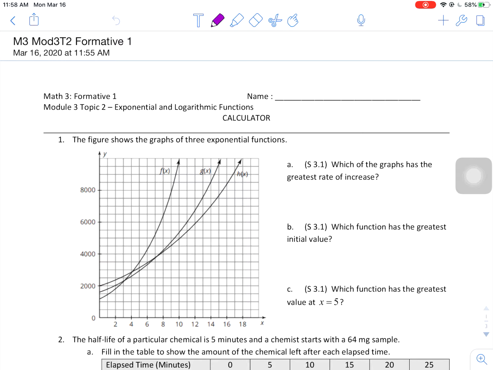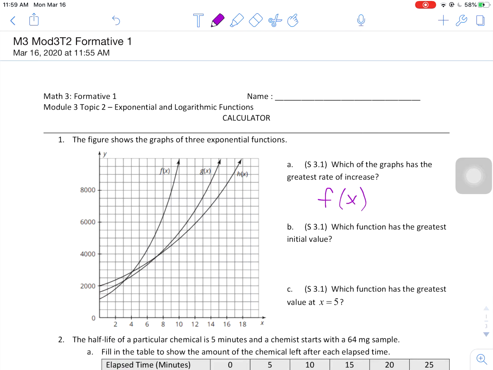For 1a, we want to know which of the graphs has the greatest rate of increase. So f of x has the steepest curve, so that has the greatest rate of increase. For b, which function has the greatest initial value? So that just means we want to know the function with the largest y-intercept.